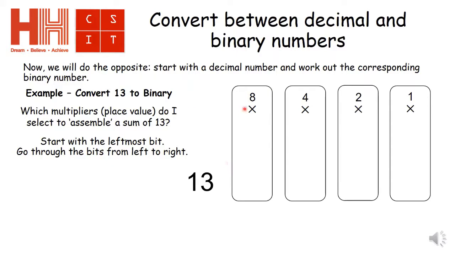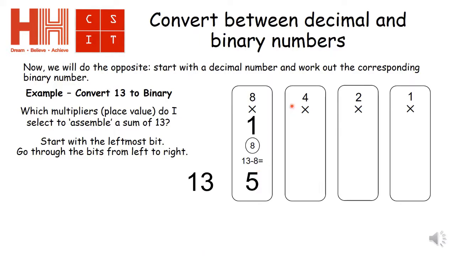And to assemble the number 13 we have to find out, well, can I fit 8 into 13 to start with? Well, the answer is yes. So I put a 1 underneath the 8 to show that I'm using it. That gives me a total of 8, which I must then subtract from 13. So I now have 5 left to assemble.